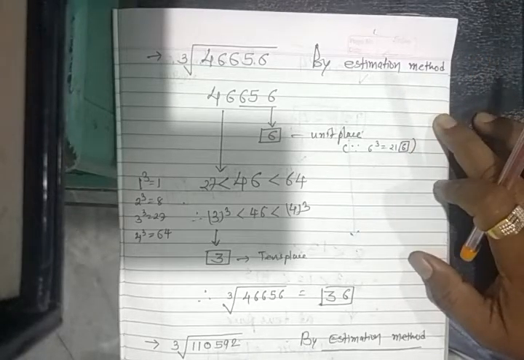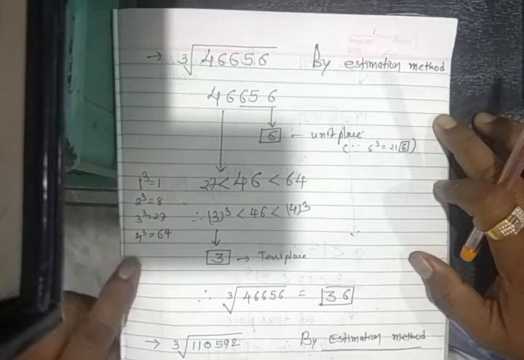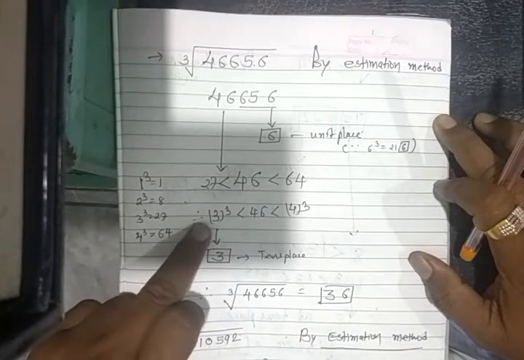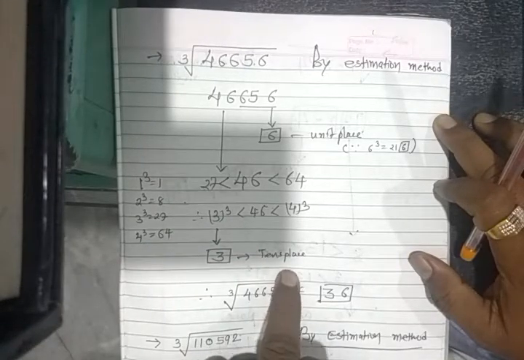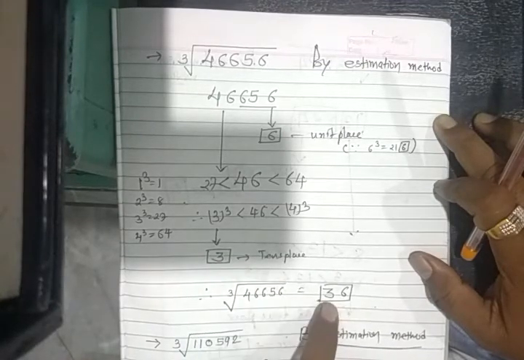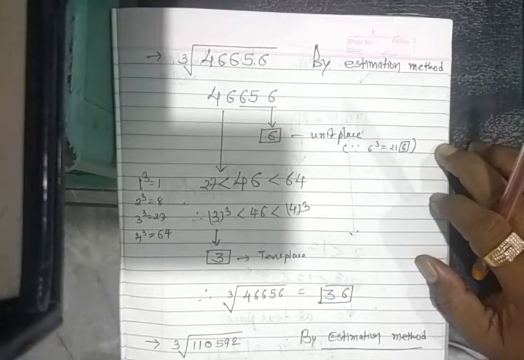Now the remaining second group is 46. 46 lies between 1 cube is 1, 2 cube is 8, 3 cube is 27 and 4 cube is 64. So 46 lies between 27 and 64. Out of them 27 is the smaller number. 27 means 3 cube, and 3 cube is less than 46, which is less than 64, that is 4 cube. Out of them 3 is the smaller number, so we take 3 as the 10 place. So the cube root of 46656 is 3 here and 6 here. So it is the cube root of 36.